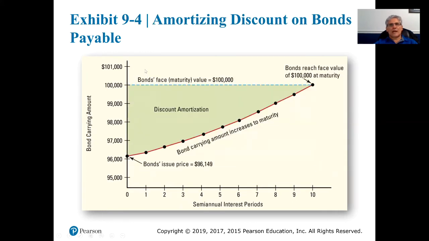This graph shows how amortizing the discount on bonds payable works. The bond face value is at 100,000. The bond started at 96,149, and over the life of the bond, the carrying value just kept going up and going up until the maturity date, which was in 10 years. I'm sorry, in 10 periods. At maturity, the bond carrying value is the maturity value.